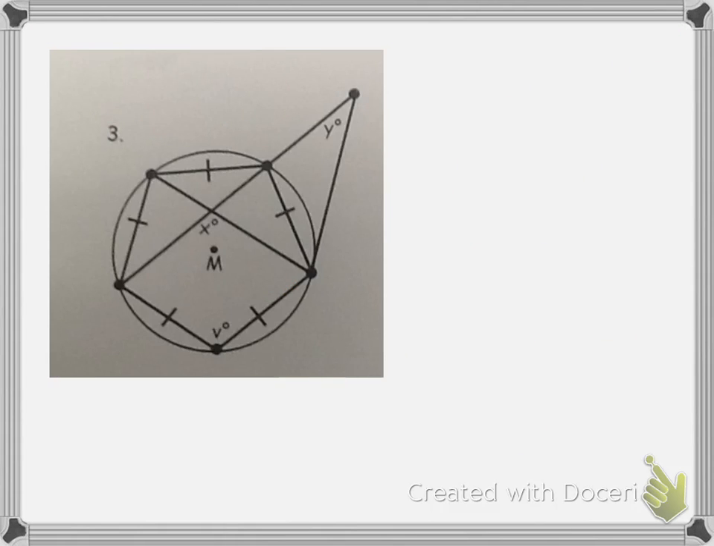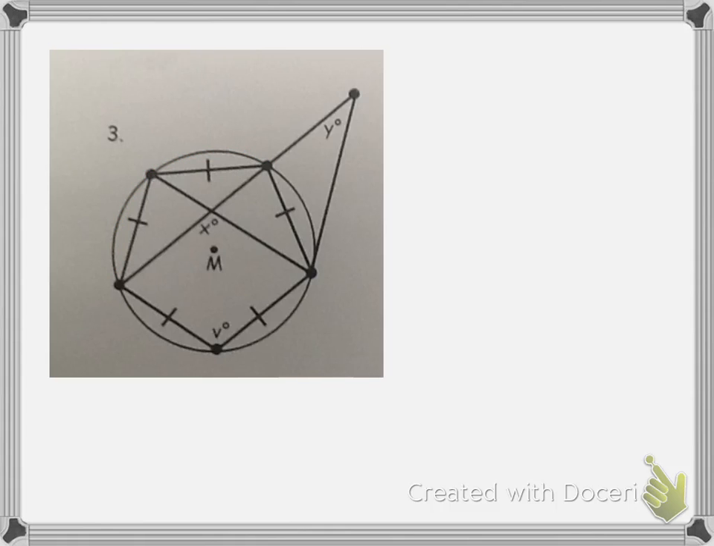All right, on to number 3. Again, I want you guys to look at the pictures and figure out what it is that you notice. You have a circle that has a polygon inscribed in it, and this is telling you that it is a regular polygon. So that means that you have 5 equal arcs: 1, 2, 3, 4, 5. Because remember, if the chords are congruent, so are the arcs.